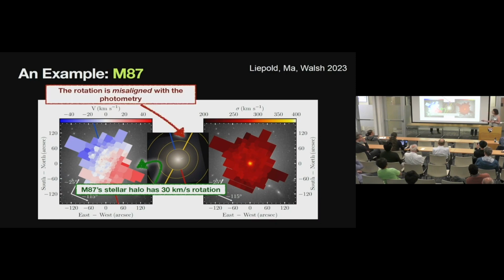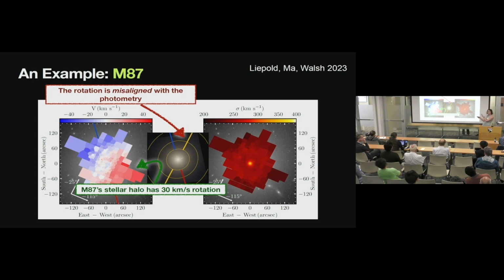This rotation is actually misaligned with the photometric axis of this galaxy. So this is elliptical, so the isophotes of the galaxy have a long axis associated with them, and that's about 45 degrees misaligned with that sense of rotation. So this ends up being a really important feature because you actually can't obtain this kinematic feature if you have fairly simple symmetries in your stellar halo, for example, sphericity or axisymmetry.